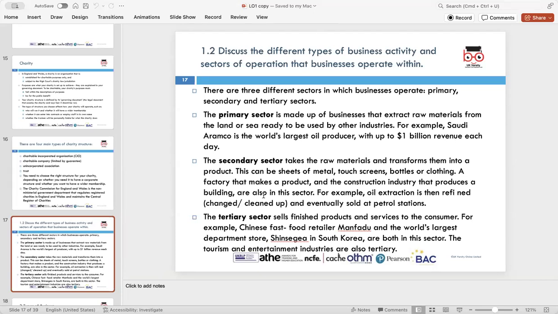We can say McDonald's, KFC, and store chains like Primark and Marks and Spencers are also well-known chains of department stores in the world. So there are also tertiary industries such as the tourist and entertainment industry as well.